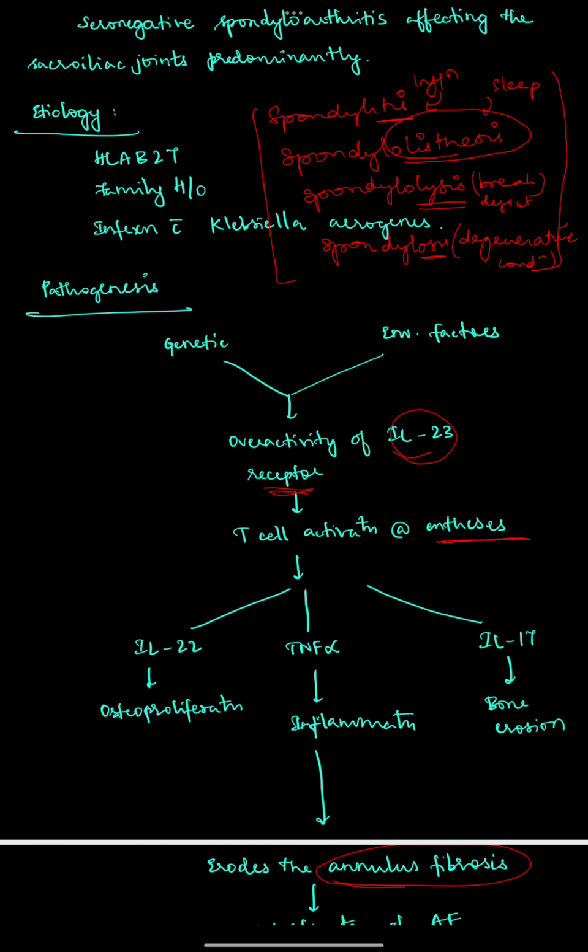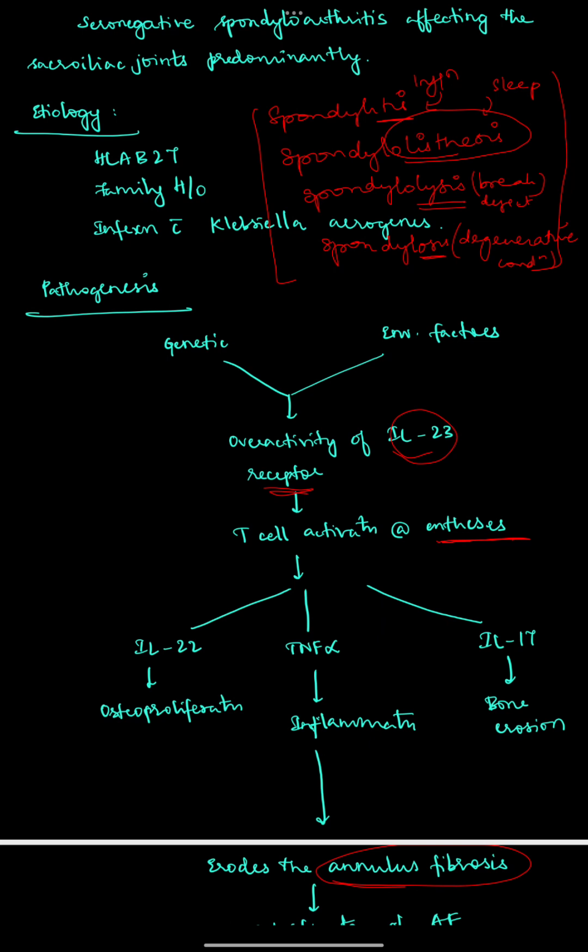Ankylosing spondylitis is a seronegative spondyloarthritis affecting the sacroiliac joint predominantly. Before that, we have to know the difference between spondylitis, spondylolysis, and spondylosis. Spondylitis is the inflammation of the bones. Spondylolisthesis is the slipping of the vertebra over one another.